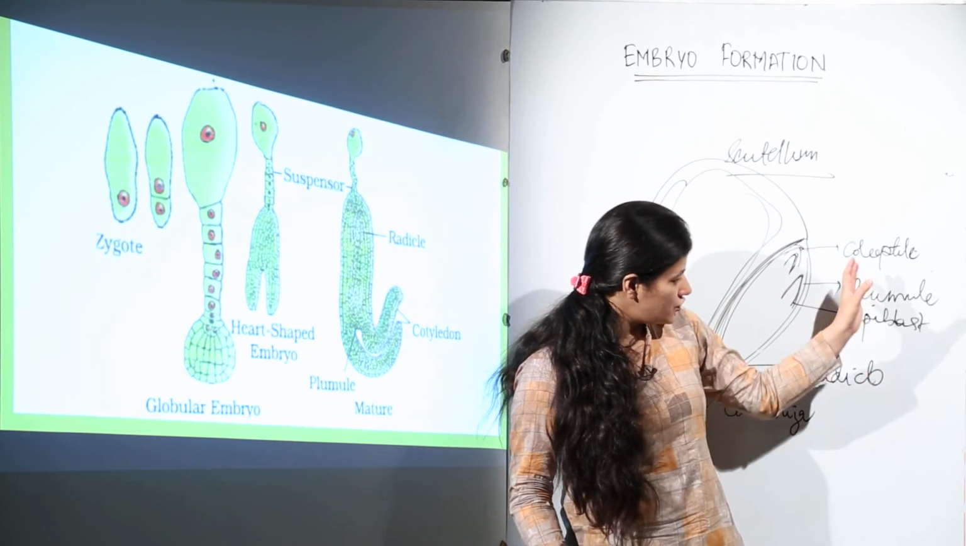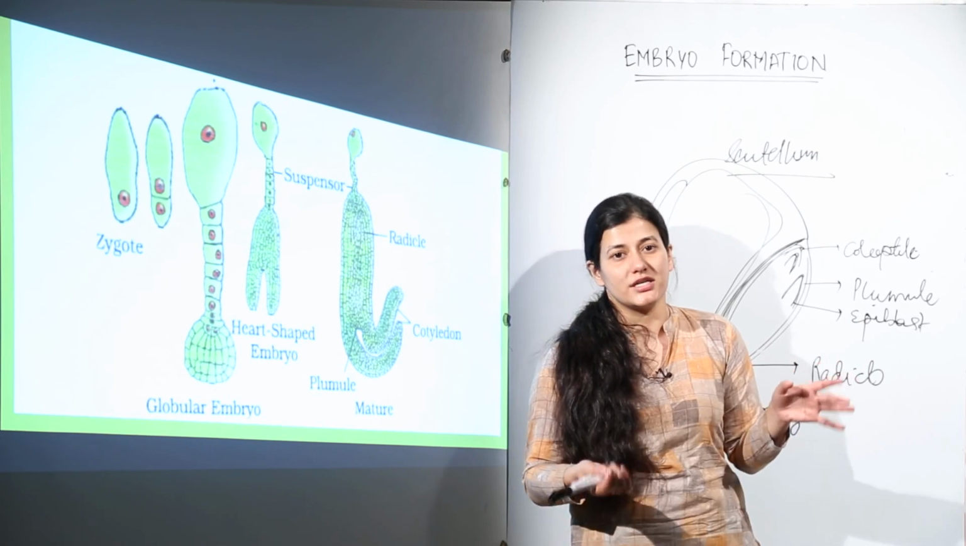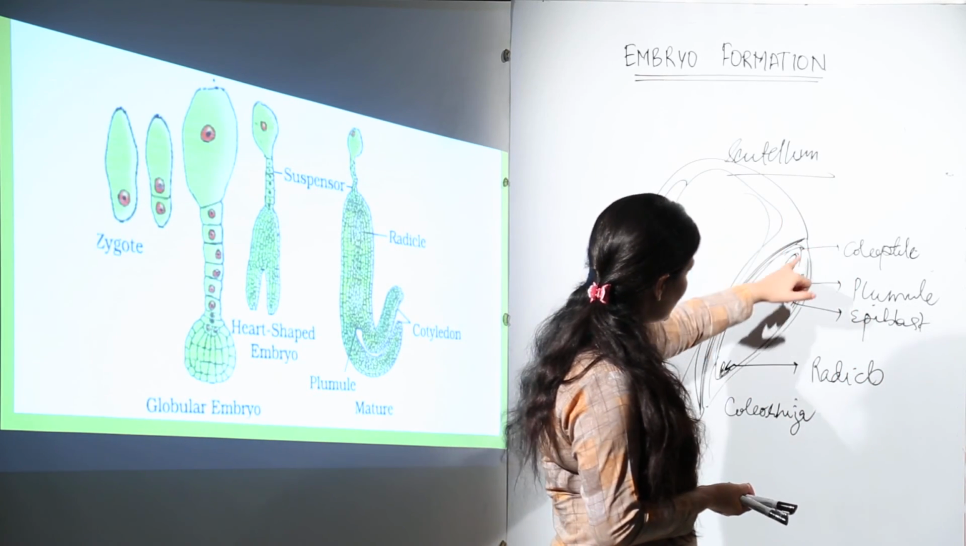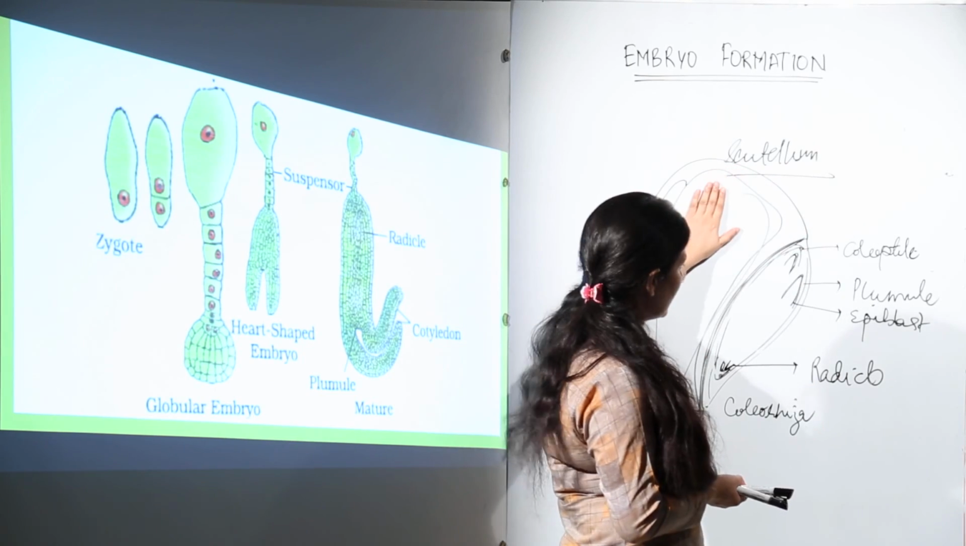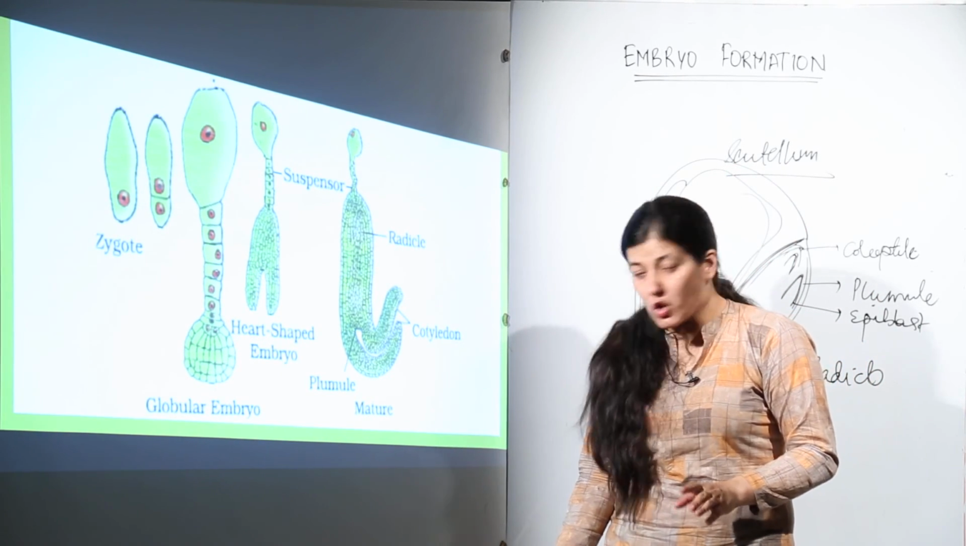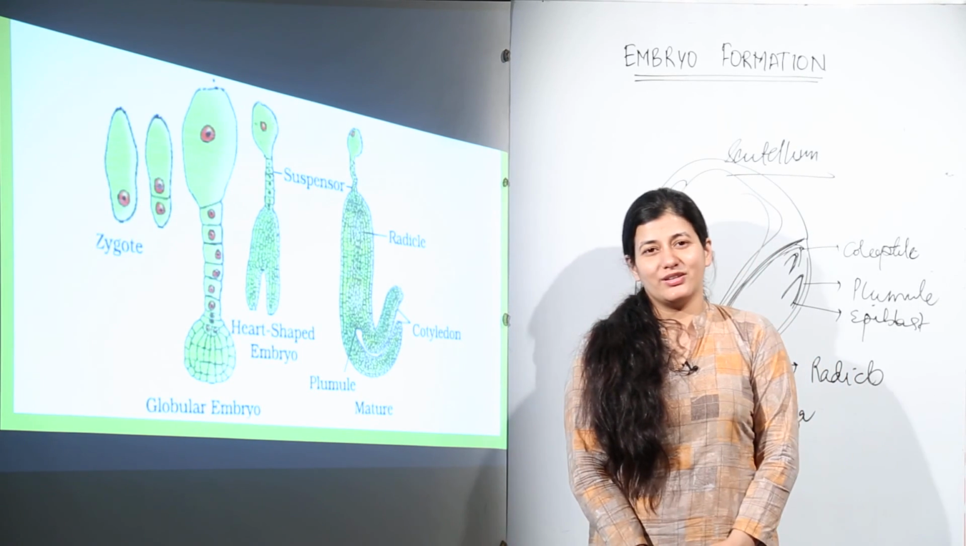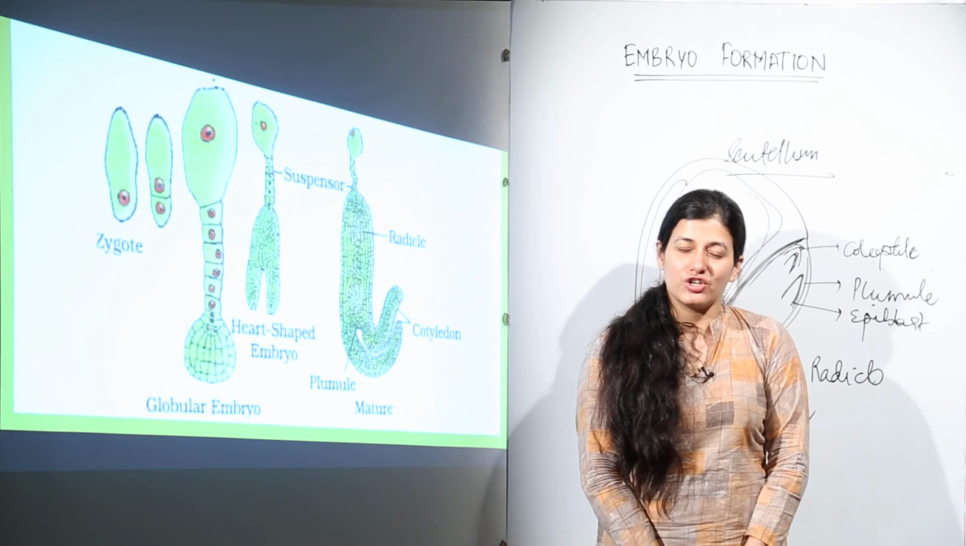This part I just tried to make you understand the difference between a monocot and a dicot. This is a monocot that has a single cotyledon surrounded by endosperm. That is why I made you watch that first particular diagram. So I hope you get an idea about embryo formation in both monocots and dicots.